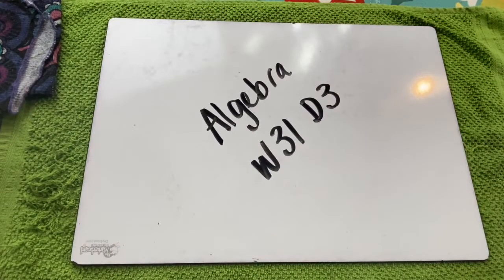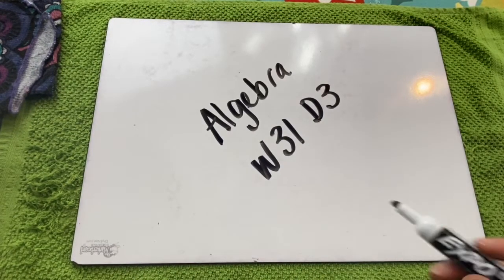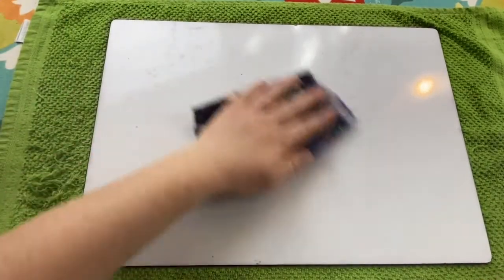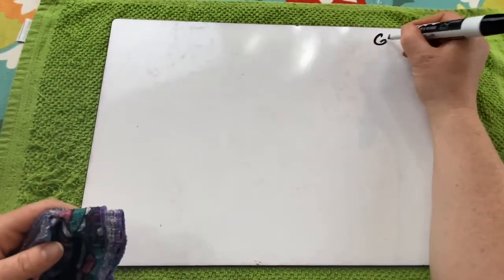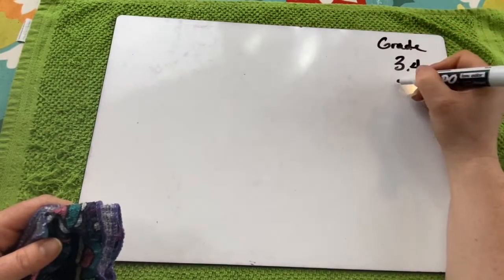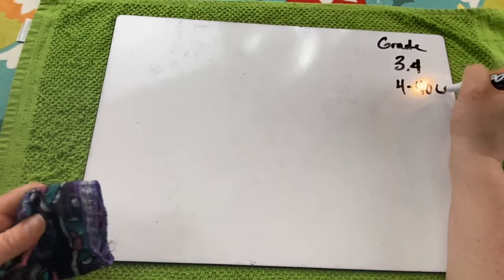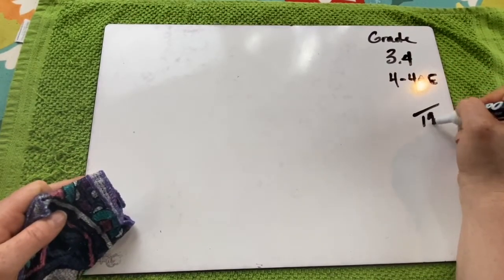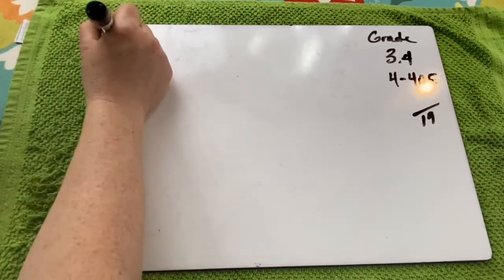It's Wednesday. We're almost done with this week. We're on week 31, day 3. We're going to grade some math. We're grading 3.4, 4 through 40 even. It's 19 problems, so it's out of 19. Okay, so here we go.